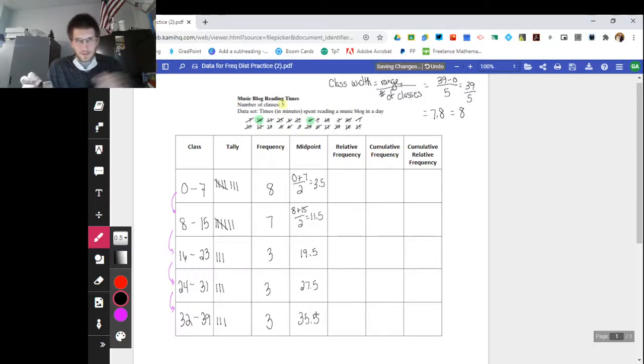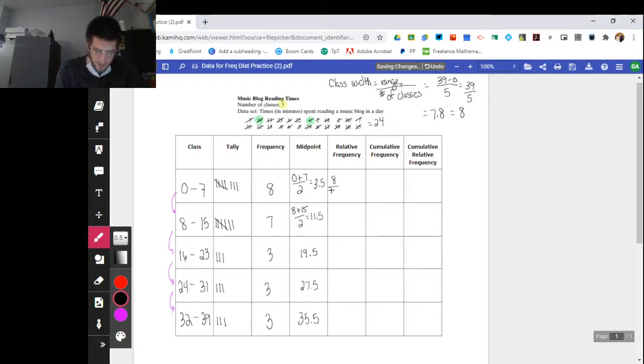The relative frequency is the portion or percentage that the frequency is compared to the total. It's that F over N idea, frequency over the sample size. So the frequency here, we would have 8. Our sample size, if we count them up, 2, 4, 6, 8, 10, 12, 14, 16, 18, 20, 22, 24. So we have 24 original objects in our sample size. So that's 8 over 24, 7 over 24, 3 over 24.